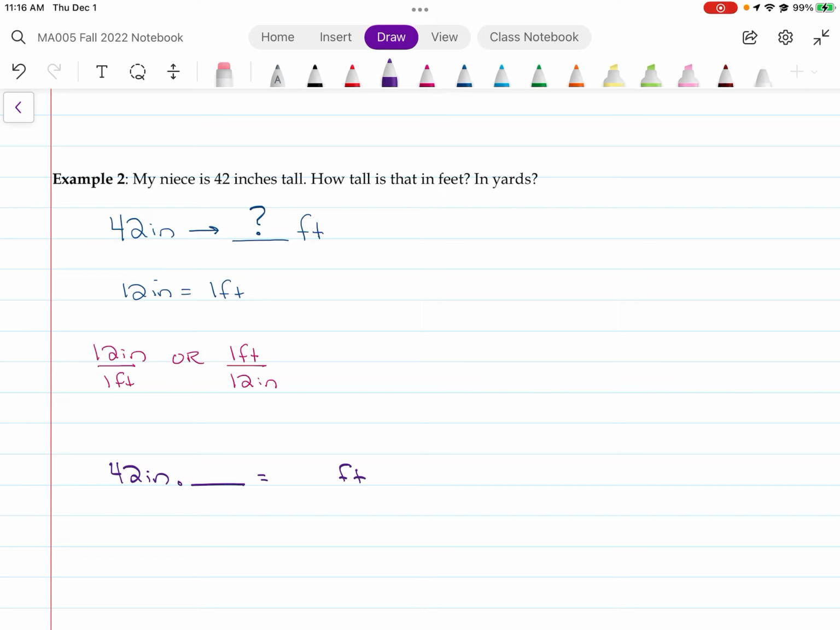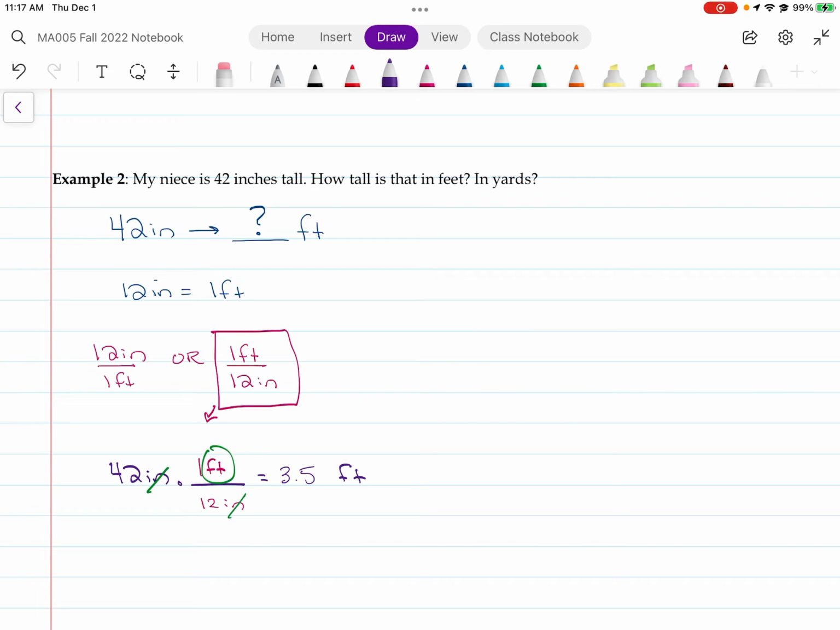Choose which one you're going to use so that the inches cancels out, and I choose this one right here, 1 foot per 12 inches. Now I've got to look and see what cancels. Make sure that the inches cancels before you move on and that you're left with feet on the top. That's what you're going for. So 42 divided by 12 is 3.5, so she's 3.5 feet tall.